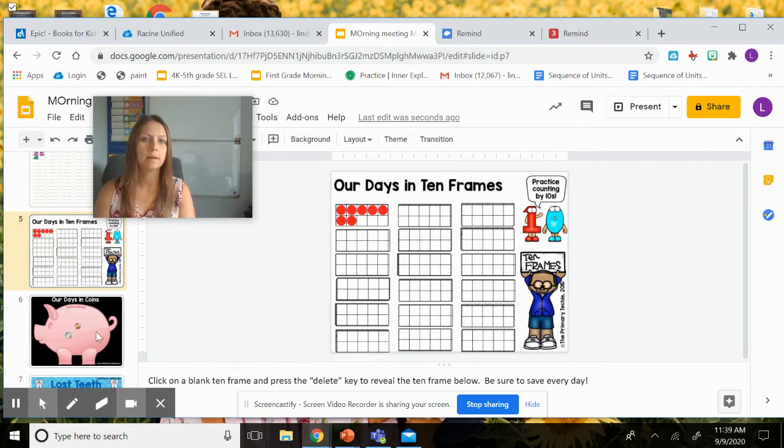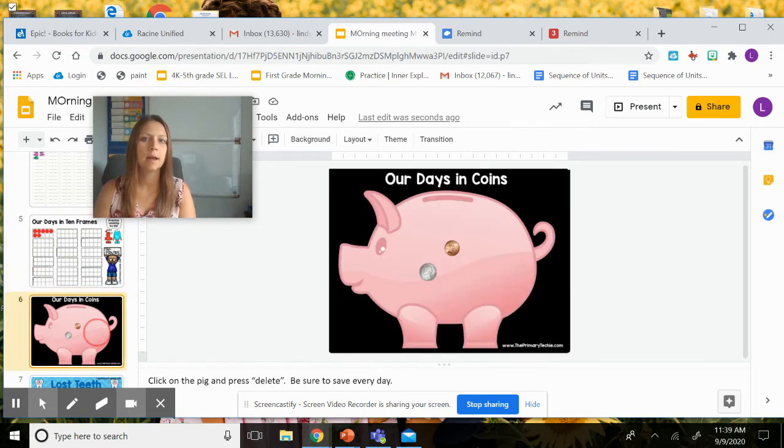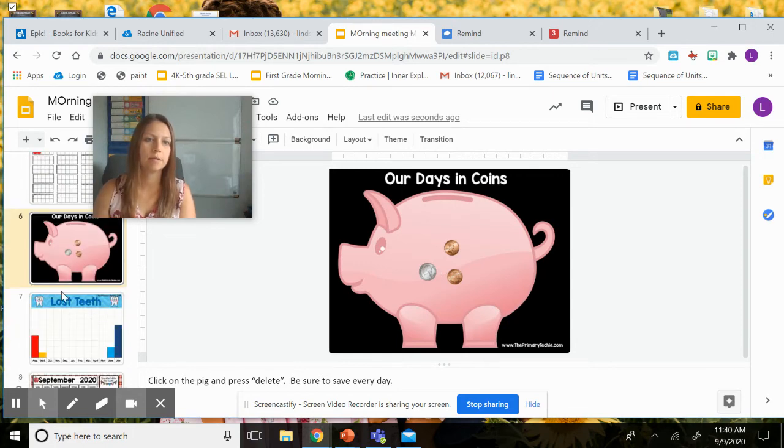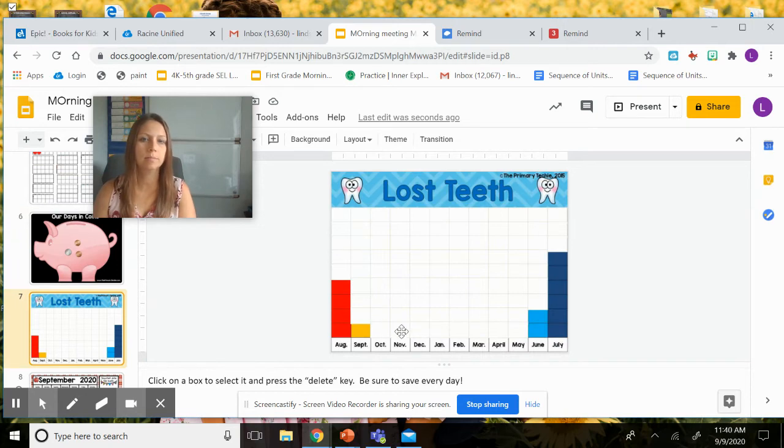Onto our piggy bank. Who remembers how much a penny is worth? You got it, 1 cent. So we need to add another penny to that piggy bank. There it is. And if you look really close, that's the Lincoln Memorial on the back, that flat-topped building. And on the front is Abraham Lincoln. All right, now our tooth graph. Nothing to report right now.